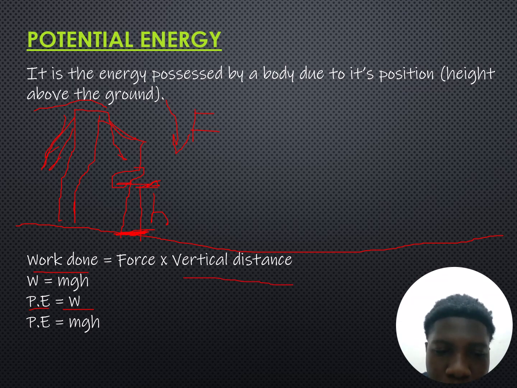Good. So that means our potential energy is going to be force times our distance, which is h. But you know that force is equal to mass times acceleration due to gravity, which is g. So our formula will now be m times g times h, which is mass times gravity times height. So I hope you understand this section. Please forgive me for my enjoying.